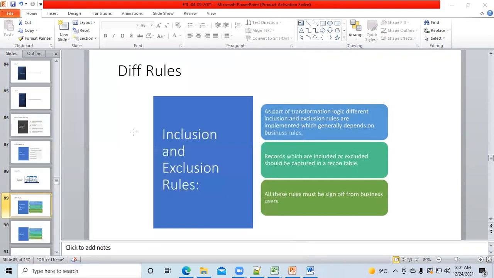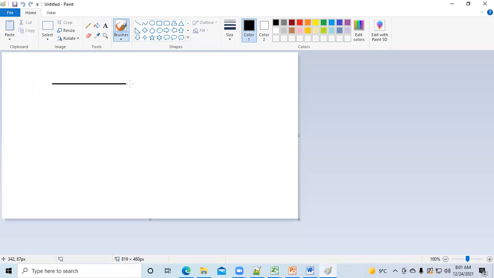Let's try to understand what is inclusion. This is a regular data pipeline. Okay. In your data pipeline, you are getting data from three different sources: source S1, source S2, and source S3.